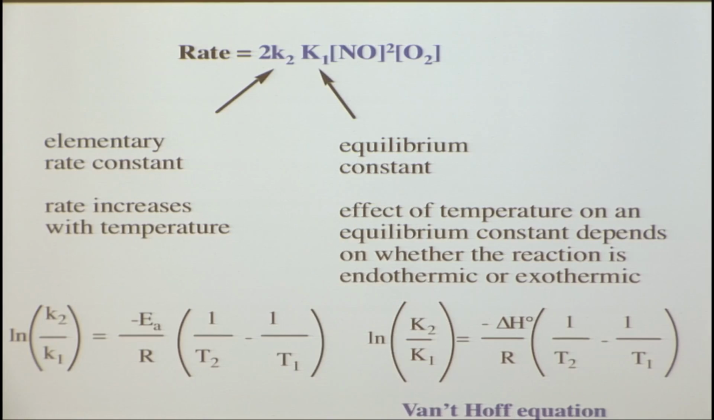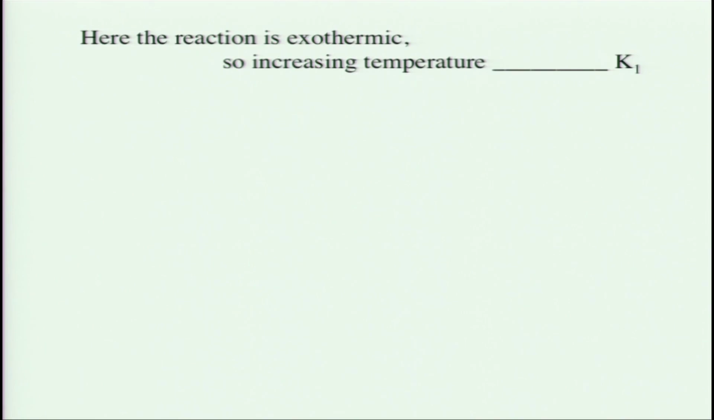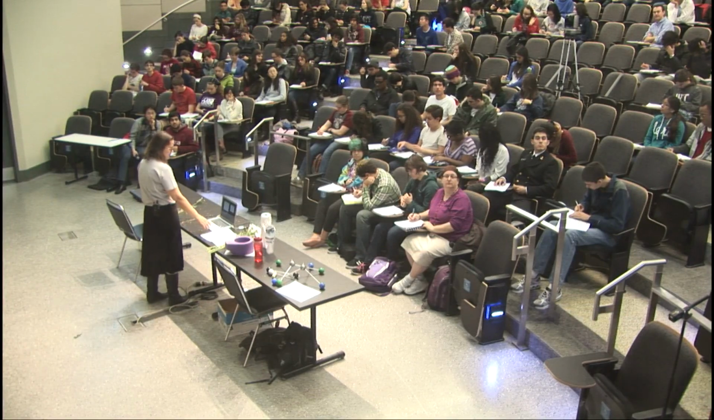Look how similar these equations are. These are very similar equations. So we have the natural log of rate constants here. Here we have the natural log of equilibrium constants. Here we have our activation energy, here we have delta H. All right, so if the reaction is exothermic, if we increase the temperature, what happens to our equilibrium constant? Does it increase or decrease? You can just yell it out.